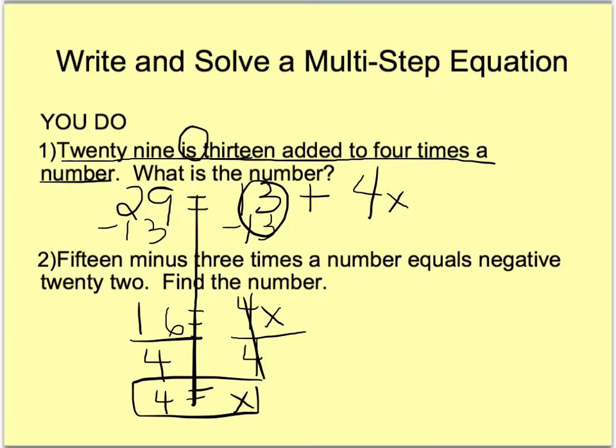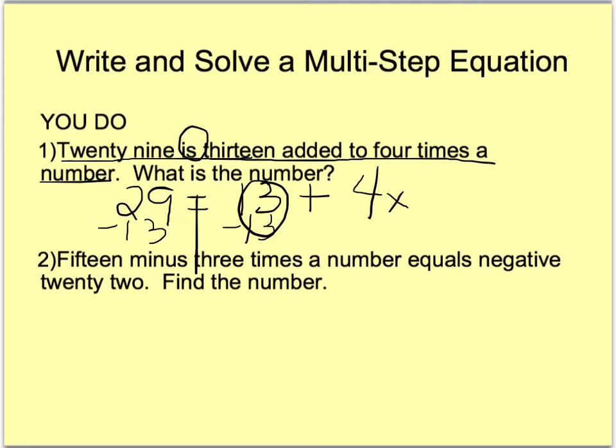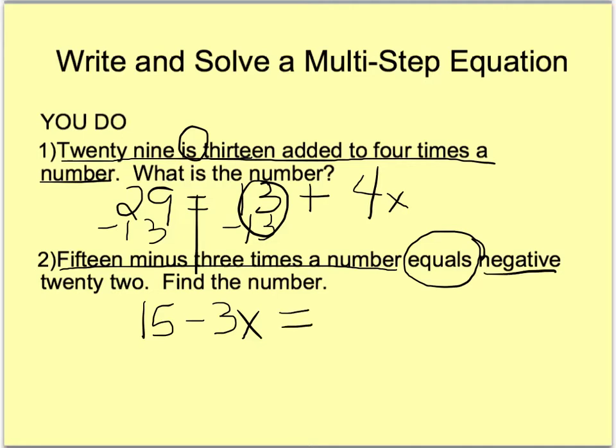So I'm going to erase here so I have more room. And let's go ahead and try the next one. 15 minus 3 times the number. Okay, I'm going to circle the equals because that's the other side. So 15 minus 3 times the number. This is 3 times the number, 3x, equals negative 22. Okay, so we want to find that number.